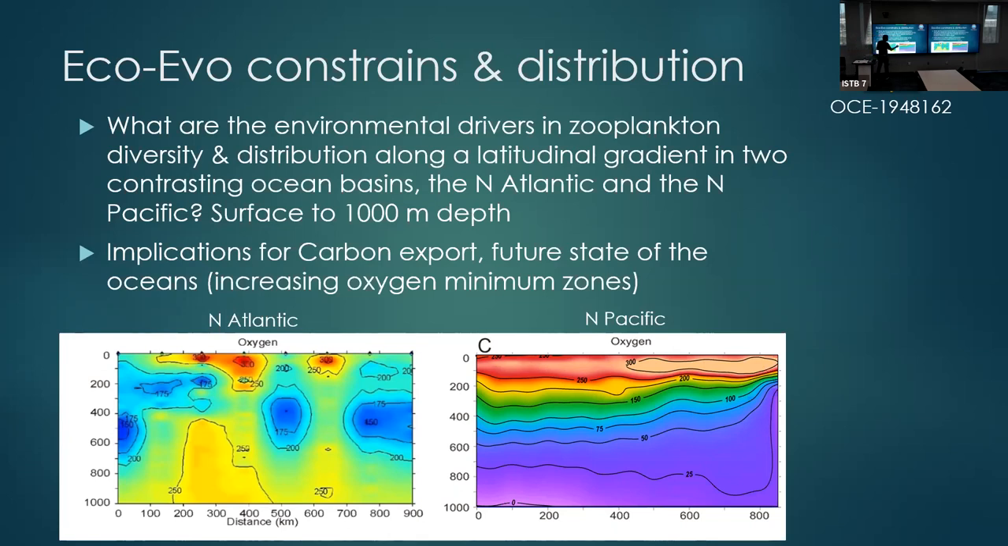We're interested in comparing both because, in the present state of change, one of the ideas is that these oxygen minimum zones are going to be expanding, and maybe new oxygen minimum zones are going to appear in the ocean. So we need to understand what processes control these ecosystems compared to these ecosystems, to maybe predict what is going to happen.